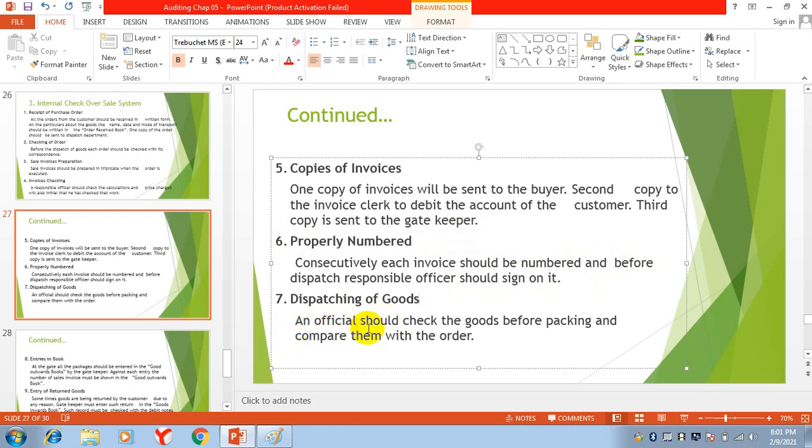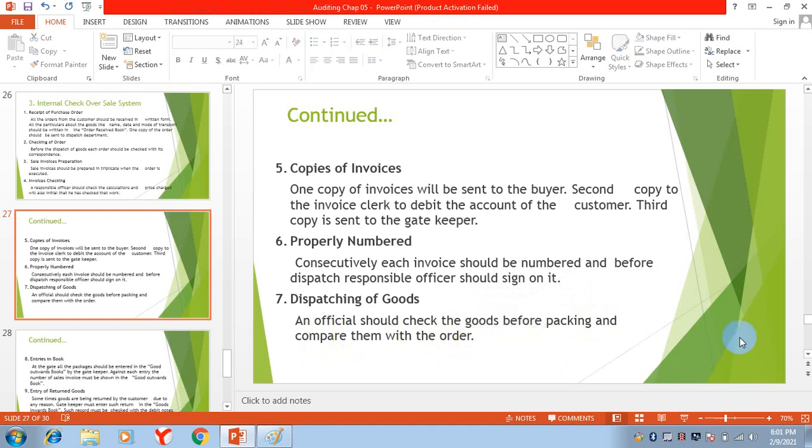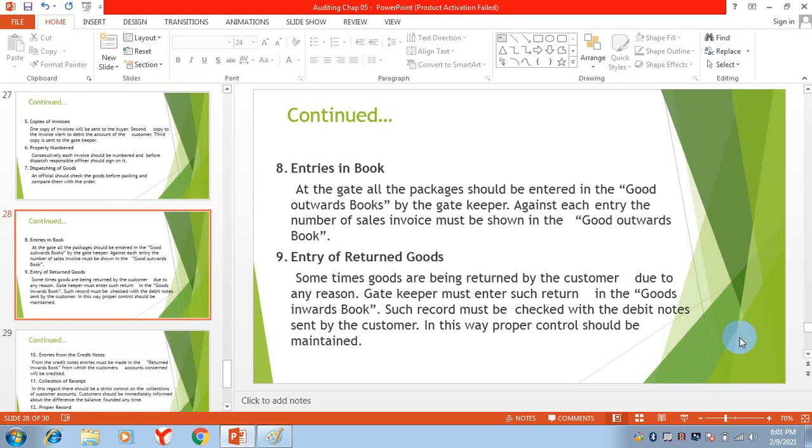Dispatching of goods, an official should check the goods before packing and compare them with the order. So one responsible officer in the store, he will check the goods before packing. Before packing, he will check the goods and will compare the goods with the order, so as to prevent any mistake.